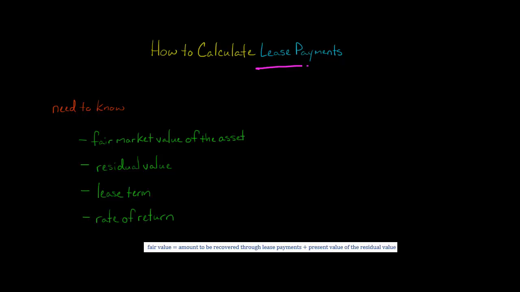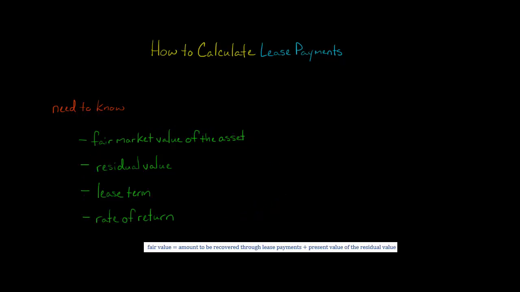Have you ever wondered how a lease payment is calculated? Well, you need to know four things. The fair market value of the asset that's being leased at the beginning of the lease, the residual value of that asset, which is what you expect its fair market value to be at the end of the lease term, and the rate of return that the lessor expects to earn on that lease.